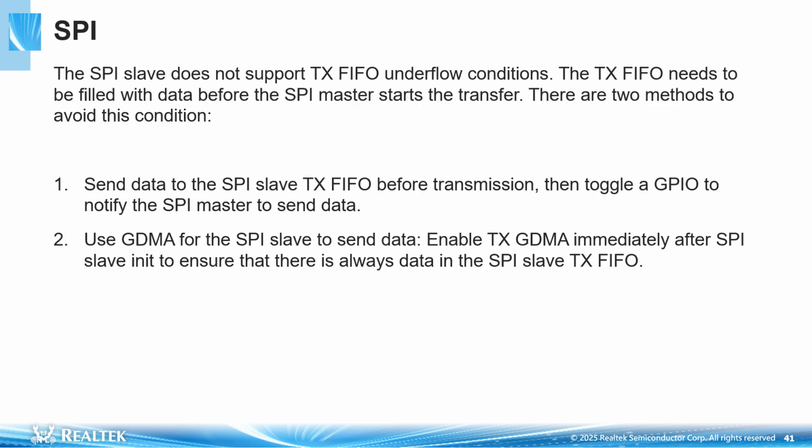SPI slave does not support TX FIFO underflow conditions. The TX FIFO needs to be filled with data before the SPI master starts the transfer. There are 2 methods to avoid this condition. The first way is to send data to the SPI slave TX FIFO before transmission, and then toggle a GPIO to notify the SPI master to send data. The second way is for the SPI slave to use GDMA to send data, that is, enable TX GDMA immediately after the SPI slave is initialized to ensure that there is always data in the SPI slave TX FIFO.